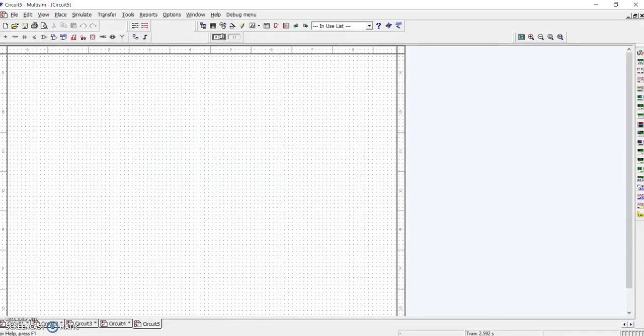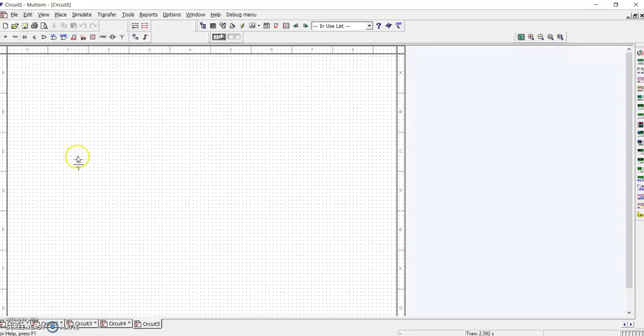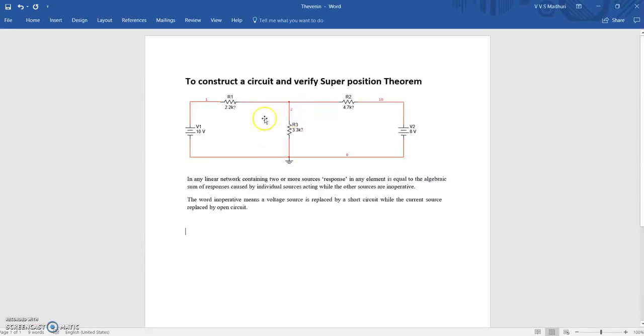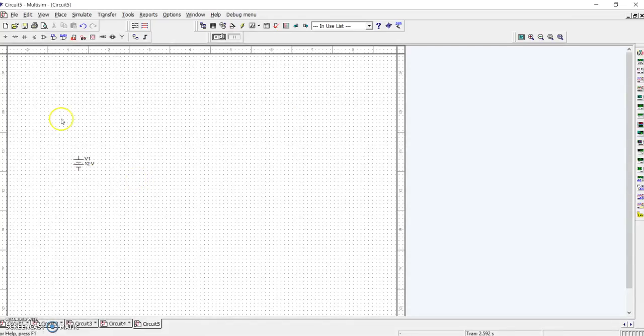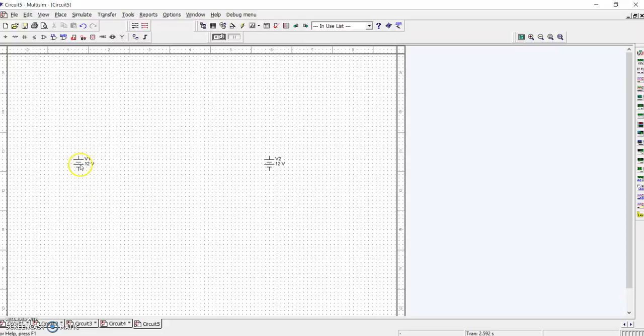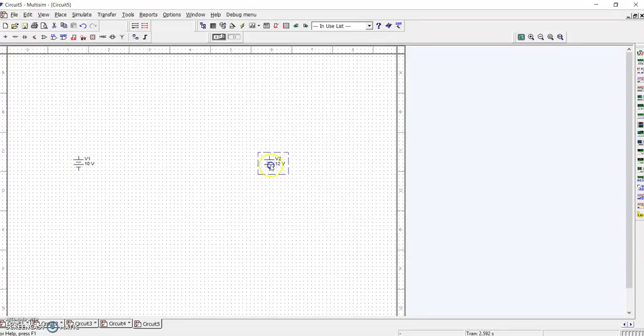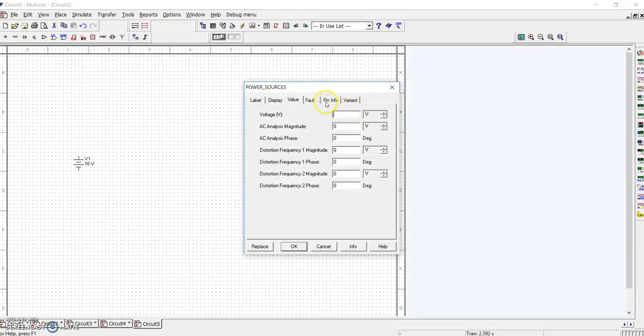So first we are going to construct a circuit, for which we need the voltage source. By clicking on place source, then power source, in that again a DC source. The value of the DC source is 10 volts and the other source is 8 volts. So we need to place another voltage source. By double clicking on this, we can change the value of the voltage source to 10, and the value of this voltage source is 8 volts.